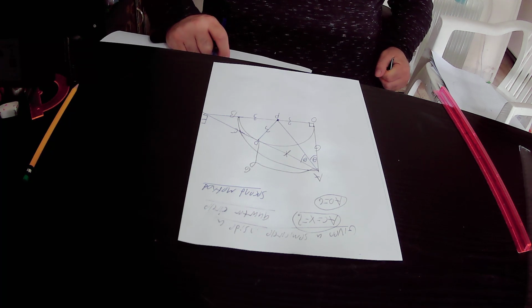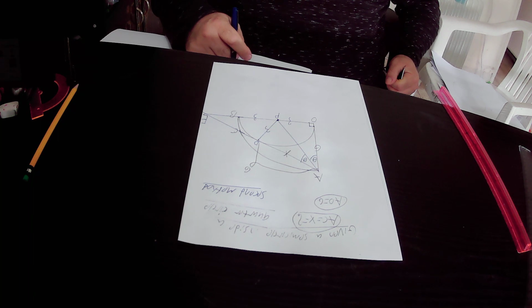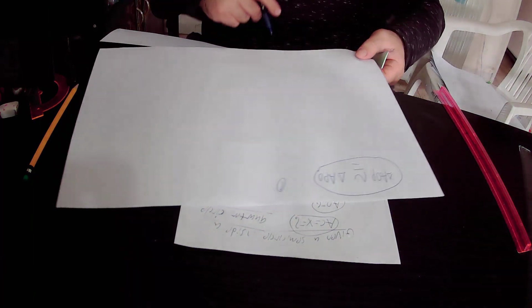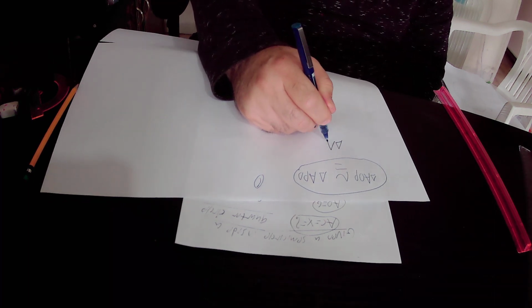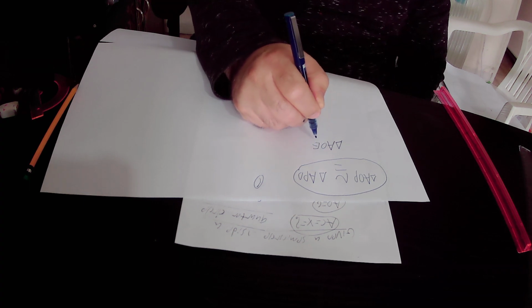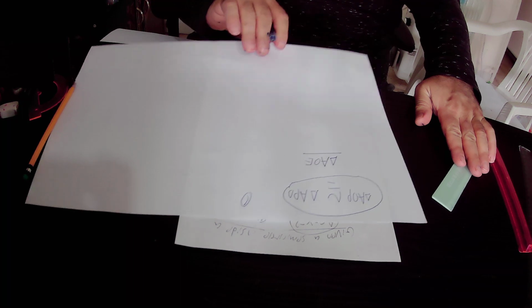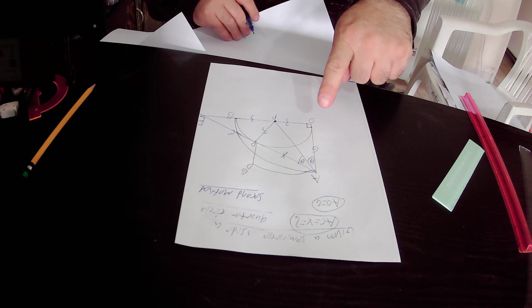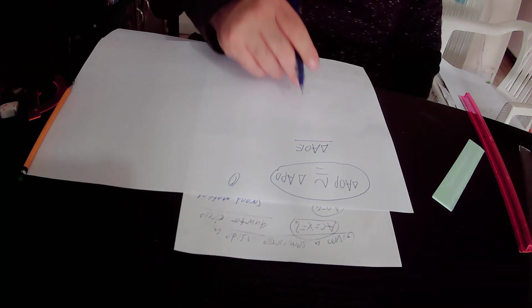So by this construction, we actually created the right triangle AOE. Okay? We have the right triangle AOE that we created by the construction. In the right triangle AOE, AP is the angle bisector of angle OAE. AP is the angle bisector.